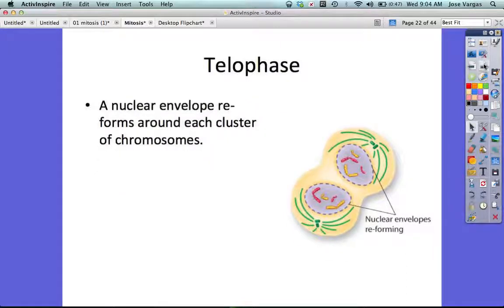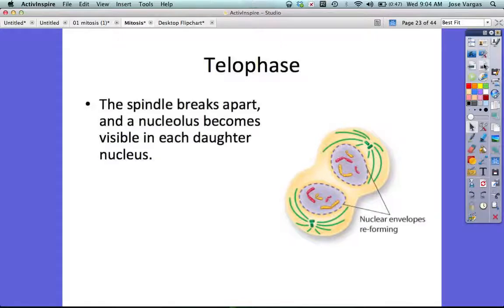A nuclear envelope reforms and the spindle breaks apart, so they are detached from the centromeres. The nucleus becomes visible in each daughter nucleus. Now we have one nucleus, one nucleus.